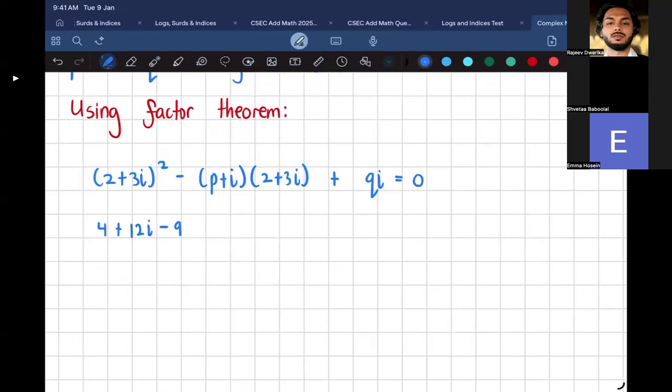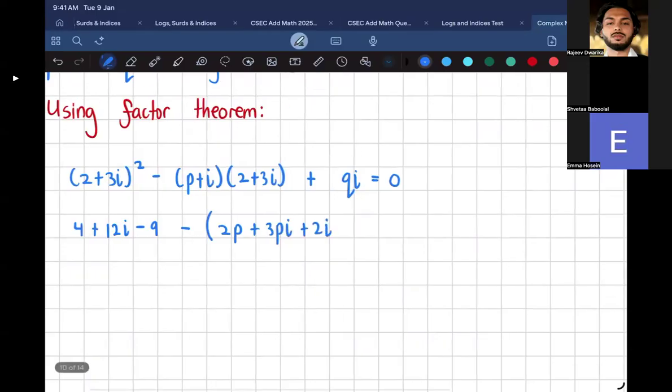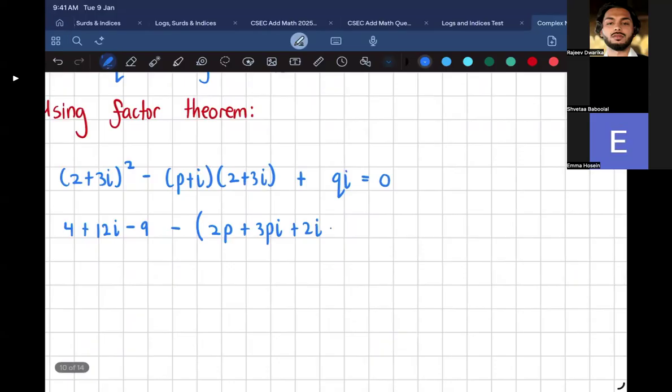And for this one, it's going to be minus 2 by p is minus 2p. p by 3i is going to be 3pi. Then 2 by i is going to be 2i. And 3i by i is going to be minus 3. Plus qi is equal to 0.